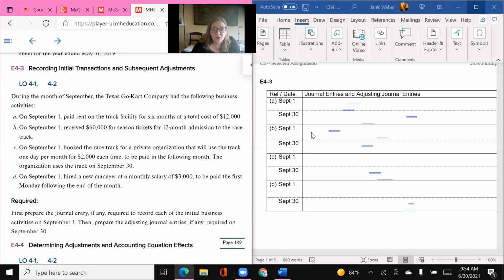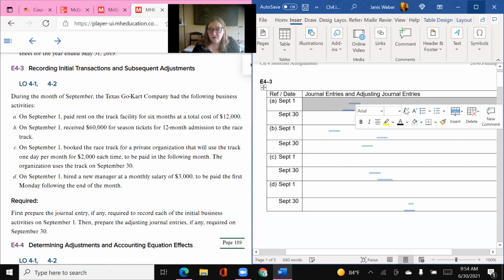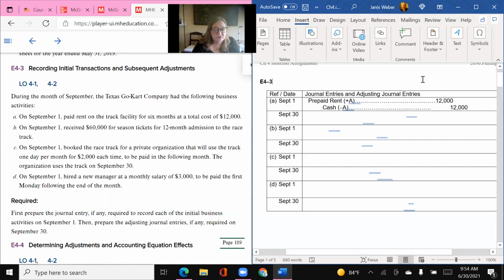Okay, so the first transaction, on September 1st, we paid rent on the track facility for 6 months at a total cost of $12,000. So on September 1st, we made an entry for $12,000. We paid the cash, but it was for 6 months, so it wasn't for the current period. It wasn't going to be rent expense currently. It's going to turn into rent expense eventually, but we need it to be in the correct month.